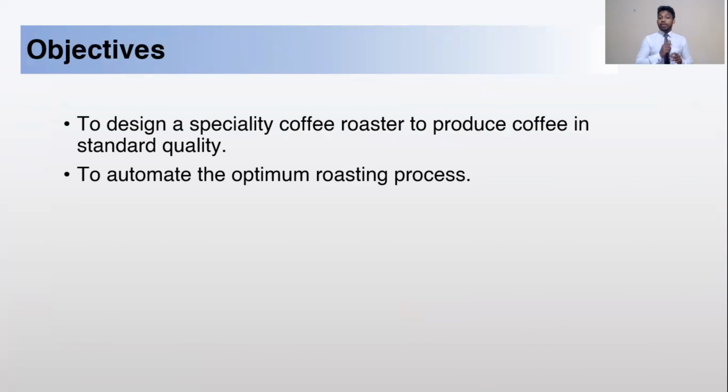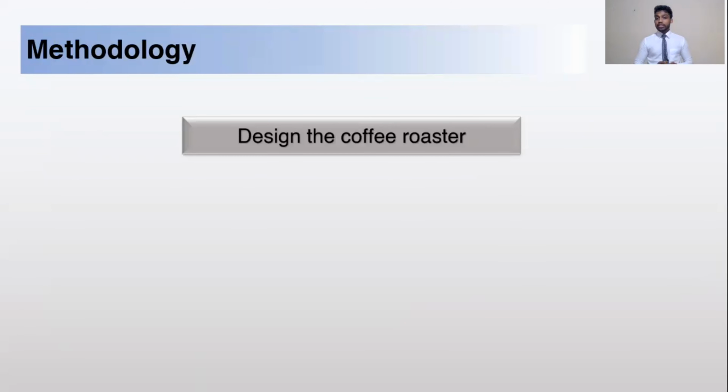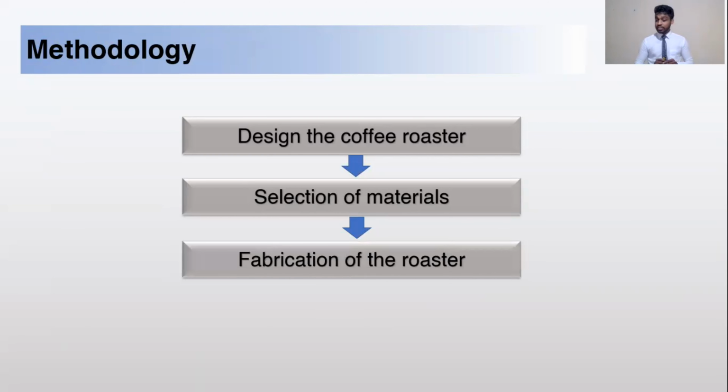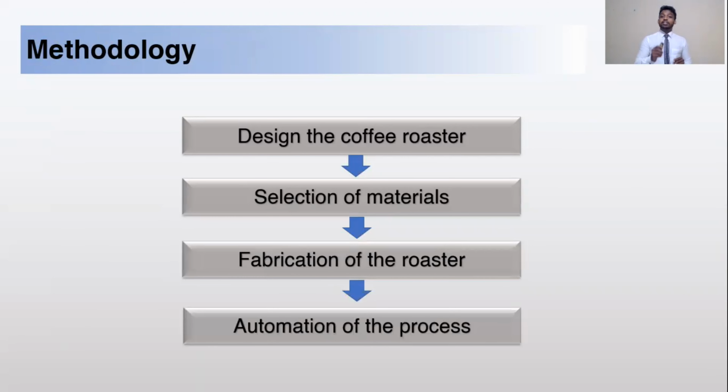So my objective was to design a specialty coffee roaster to produce coffee in standard quality and to automate the optimal roasting process. The methodology is, first, the design of the roaster is done, then the selection of materials according to the requirements, then the fabrication of the roaster is done, and after that, the automation of the process.